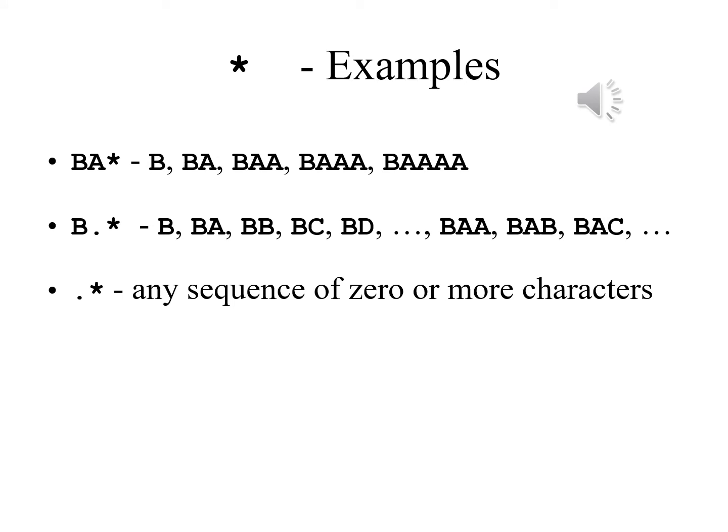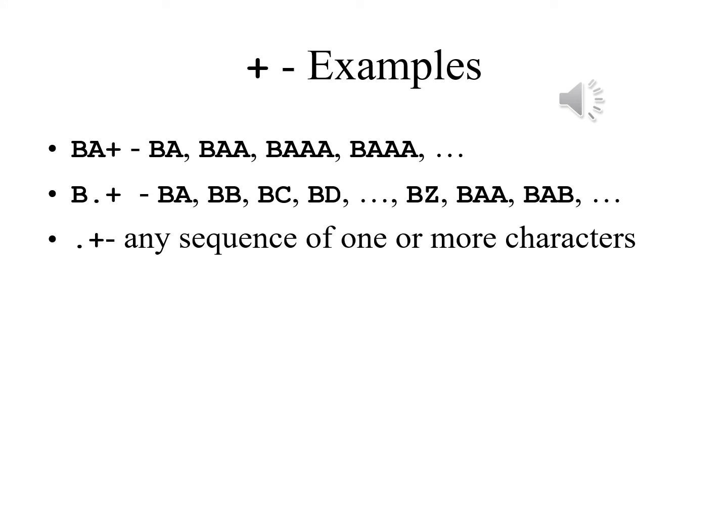The asterisk, or as it's sometimes known in Linux or Unix circles as splat, indicates 0 or more occurrences of whatever comes before it. So BA asterisk will be B, or BA, or BAA, or BAAA, or BAAAA, or B followed by however many A's as you might wish. B dot asterisk will be B, or BA, or BB, or BC, or BD, or anything that you might want to have after the B. Dot asterisk would be any sequence of 0 or more characters of any sort.